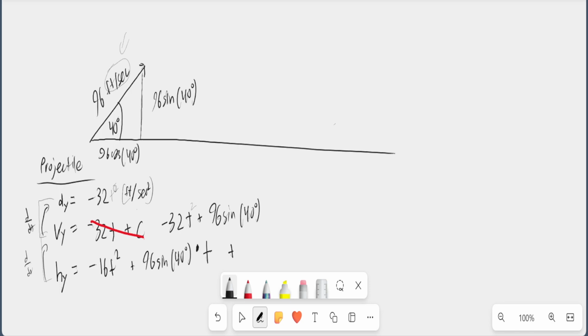Actually, there's also a plus c here, but what's our initial height of our projectile? 0. So that goes away, because if you plug in 0 for t, everything else goes away, so c has to be our initial value, and our initial value is 0.